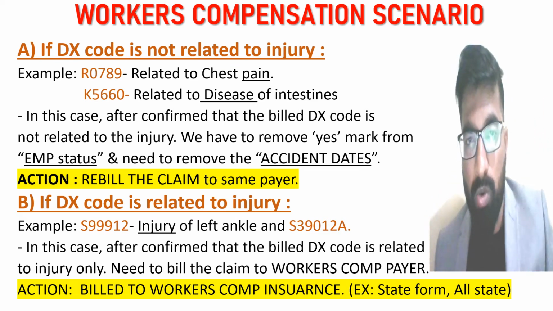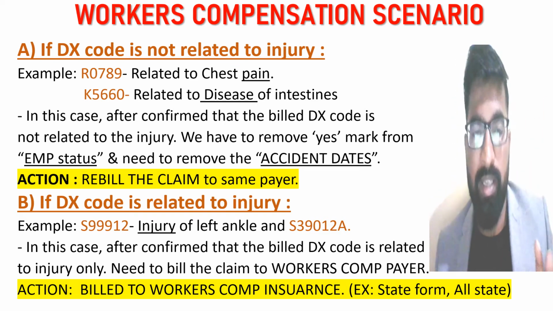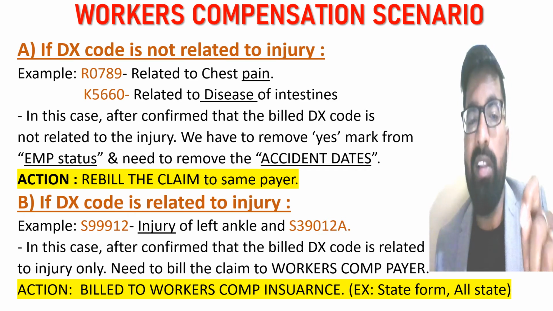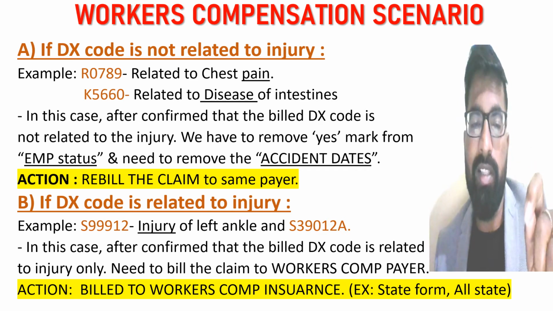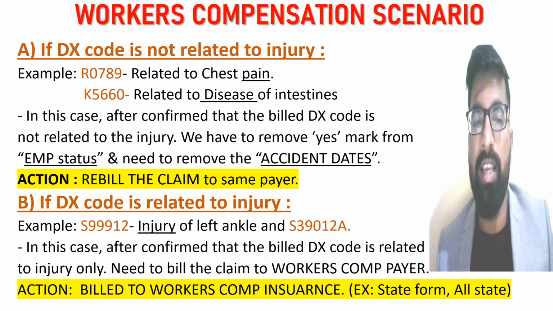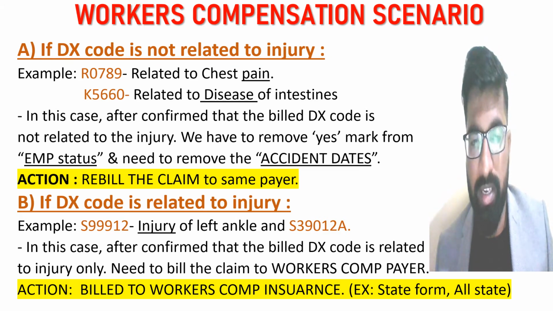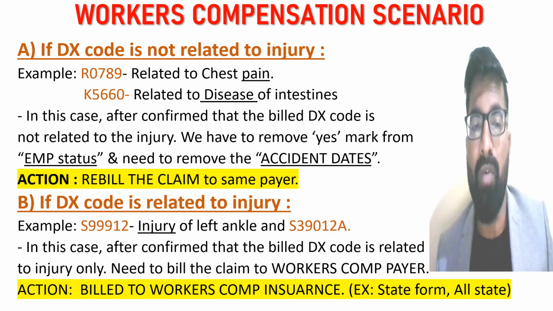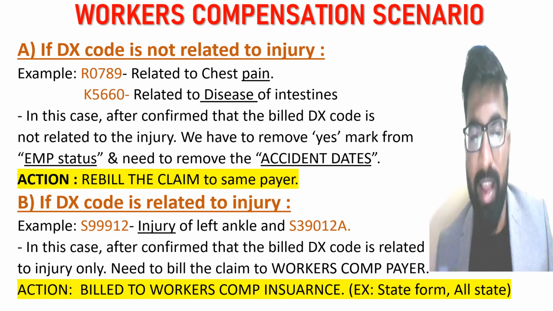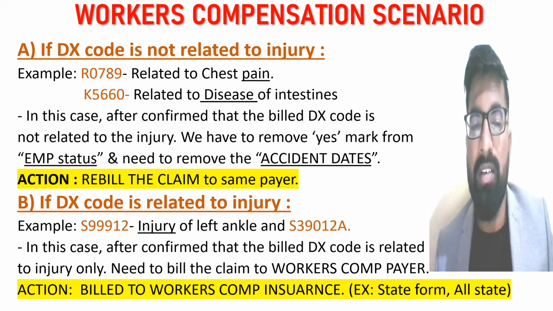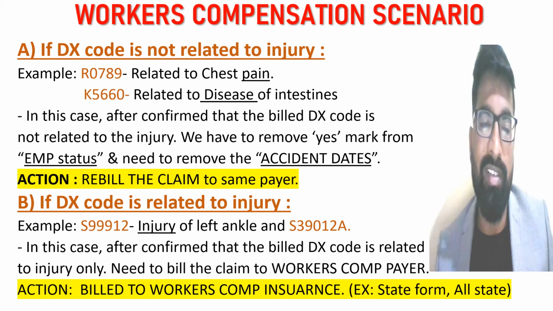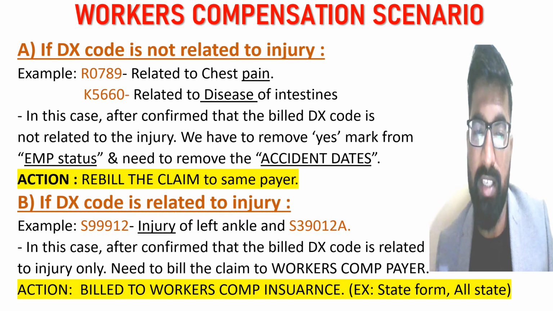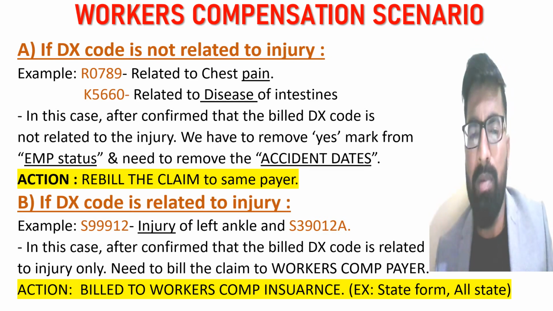If you have a doubt, then you can Google it. So we can confirm that this is related to the injury. I give an example: S as in Sierra 99912. This is an injury of the left ankle. So in this case, after we confirm that the billed diagnosis code is related to the injury itself, what is the problem? No problem, right?